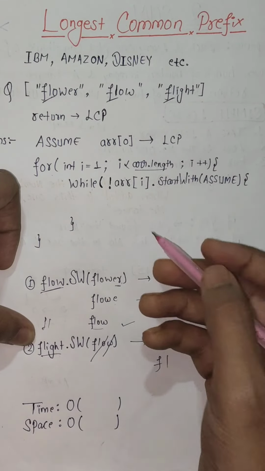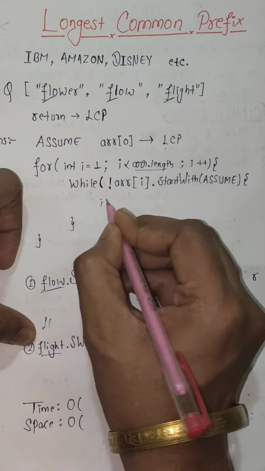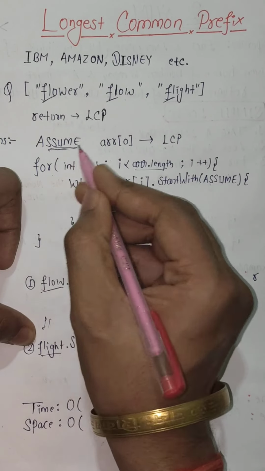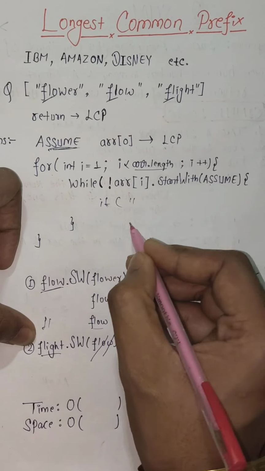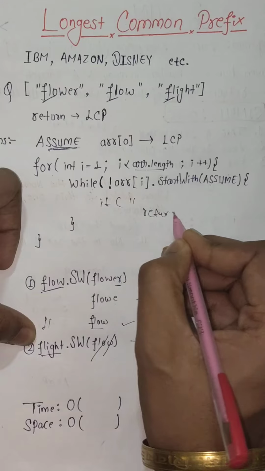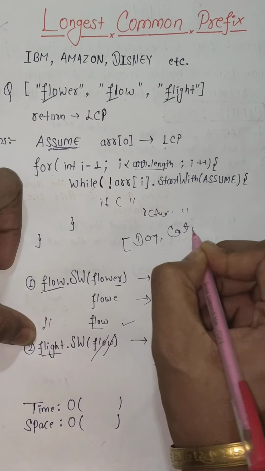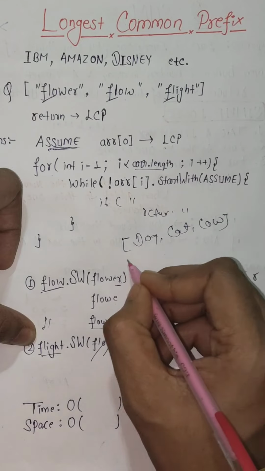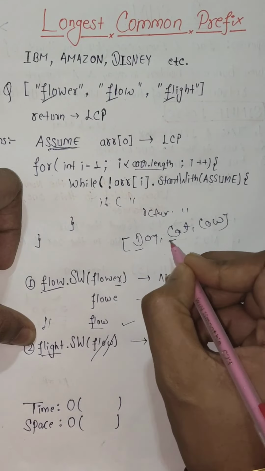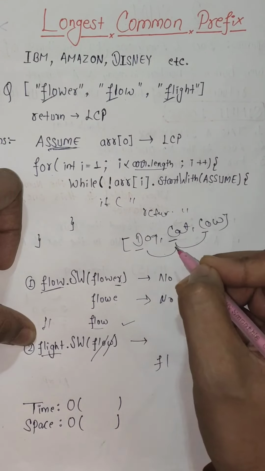In any example where there is no common prefix, we will put a check here that if the assumed element becomes empty, we will return an empty string, meaning there is no common prefix. Such an example will be, let's say, dog, cat, and so on, where you can see that there is no common prefix which is available in all the three words.